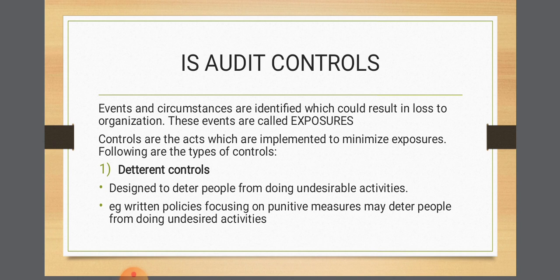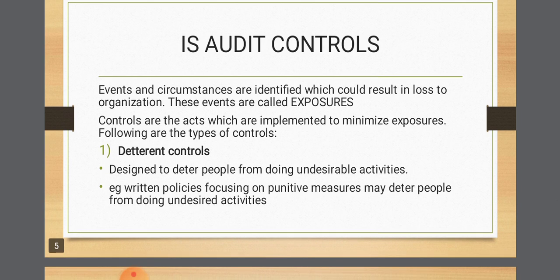Now what are controls? Controls are the acts which are implemented to minimize exposure. So you need to minimize those events which result in the loss to the organization. Definitely only then you are going to achieve your targeted results. So following are the types of controls which can be adopted. First one is deterrent control.